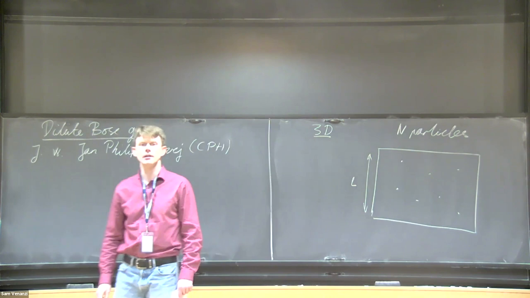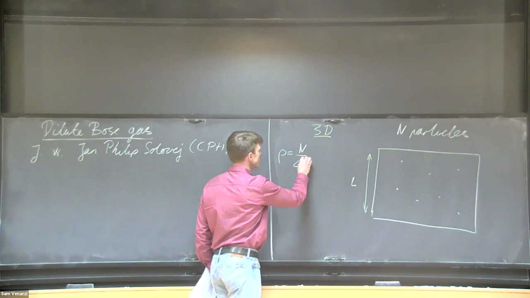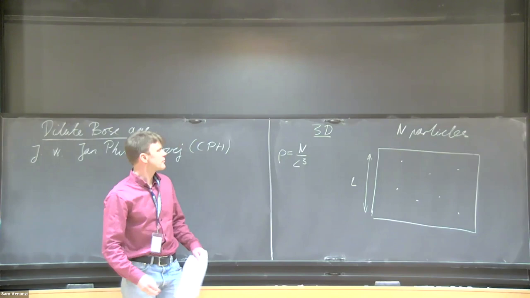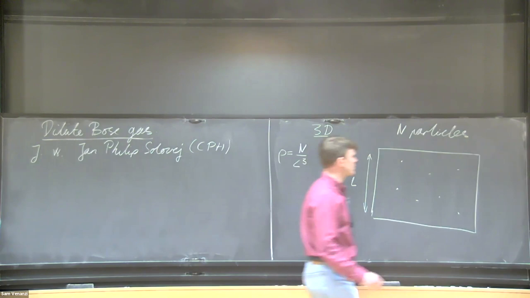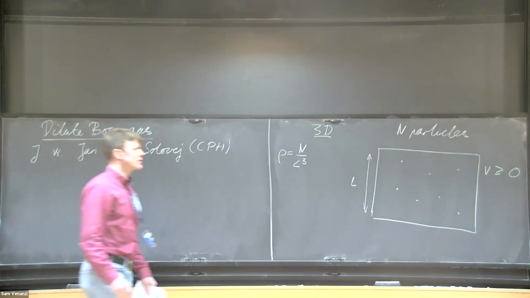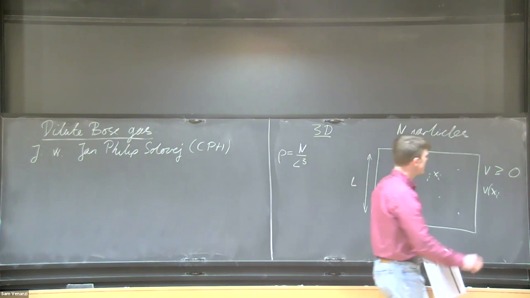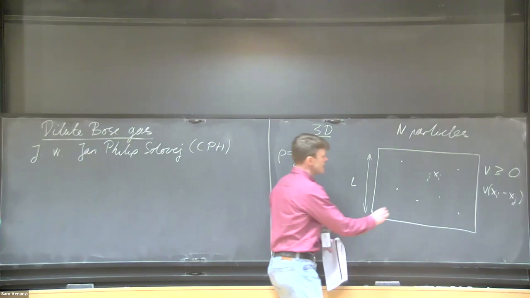One important parameter would be the particle density, so the number of particles per unit volume. That's, of course, N divided by L cubed, in three dimensions with a cube of side length L. And of course, there will possibly be a dependence on the potential between the particles that I will write as V, which for the moment, think of just as being positive. There will be other assumptions along the way. The ith particle has position x_i in R^3, and there will be a potential energy between x_i and x_j given by the pair potential, V of x_i minus x_j.